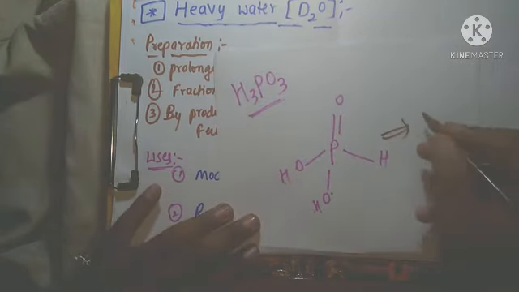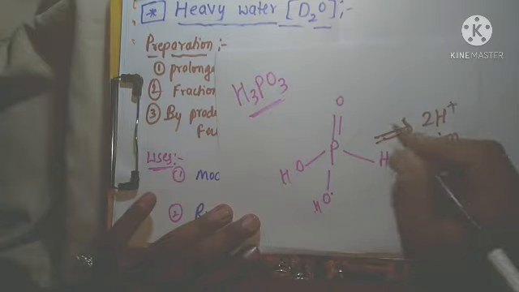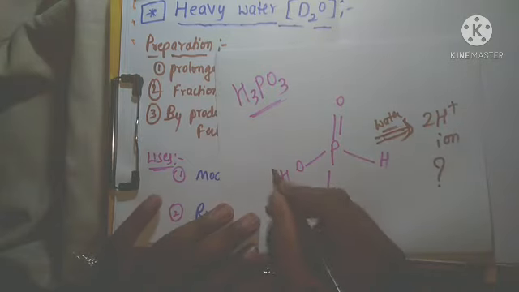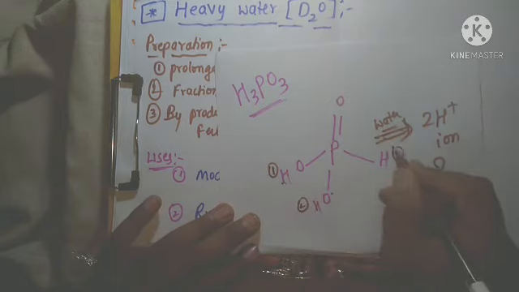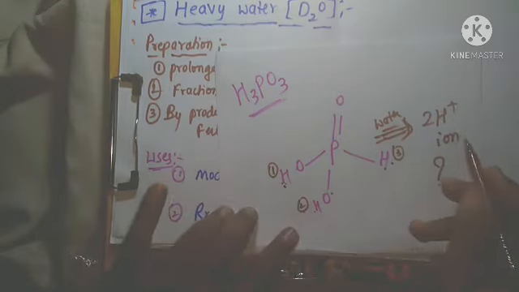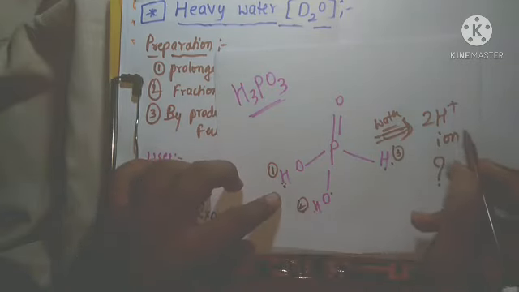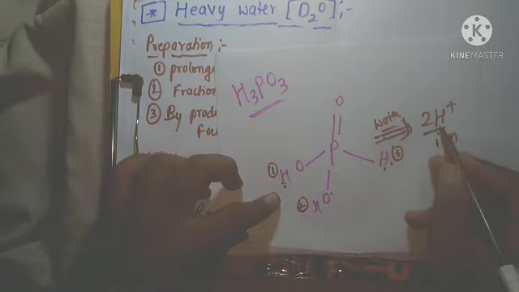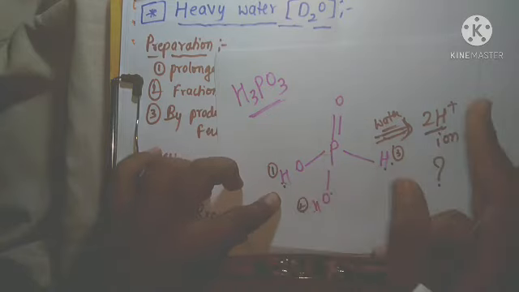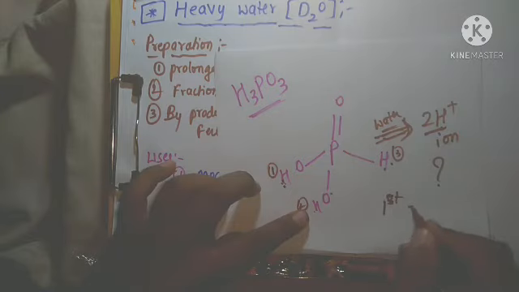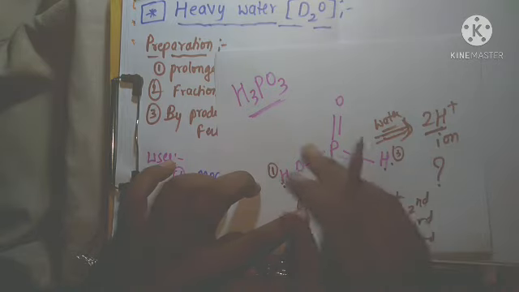When this is added to water, it gives only 2 H+ ions. Our question is, which H+ ions is it giving? Is hydrogen 1 forming an ion, hydrogen 2, hydrogen 3? That is, first and third hydrogens form ions, or second and third hydrogens, or only first and second are forming ions. In this way, the question is there. Clear? Once again, I will repeat. When H3PO3 is added to water, it gives only 2 H+. The question is, which hydrogen ions are coming out? First and second, or second and third, or first and third. Which two hydrogens are forming the ions?